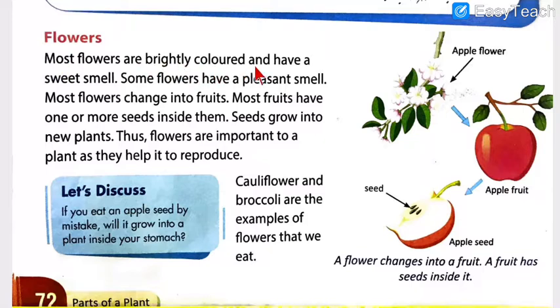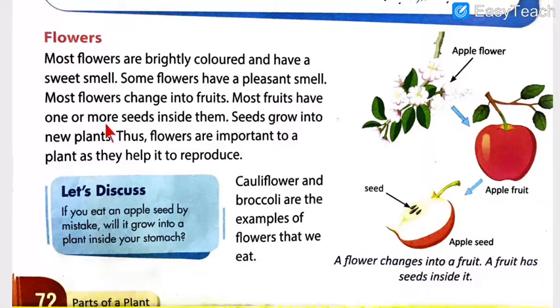Most flowers are brightly colored and have a sweet smell. Some flowers have a pleasant smell. Most flowers change into fruits. Now you might be wondering, how can a flower change into a fruit? But this is the fact.